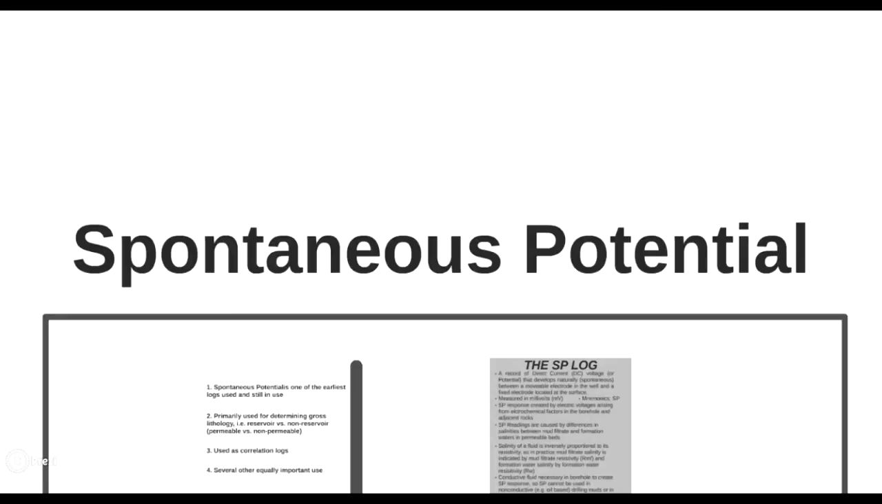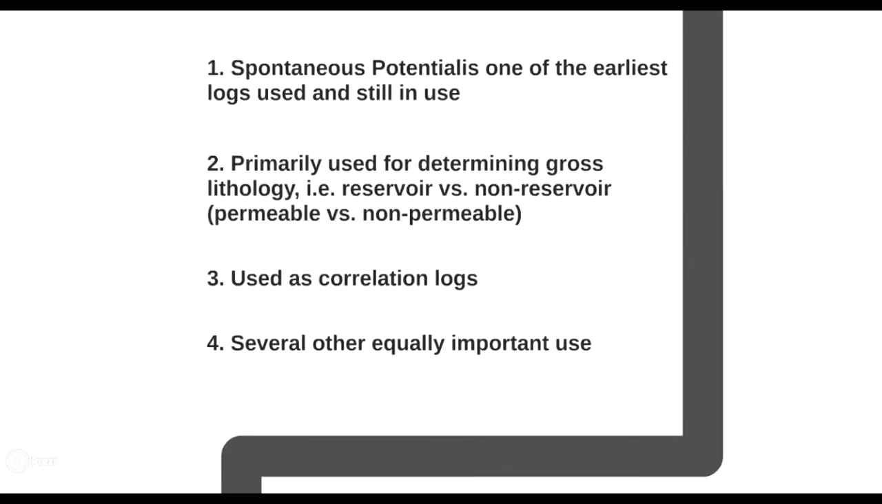The phenomenon and its application to geology was first recognized by Konrad Schlumberger, Marcel Schlumberger, and E.G. Leonardon in 1931, and the first published examples were from Russian oil fields. Spontaneous potential is one of the earliest logs used and is still in use, primarily for determining gross lithology, reservoir versus non-reservoir, permeable versus non-permeable, and as a correlation log, with several other equally important uses.